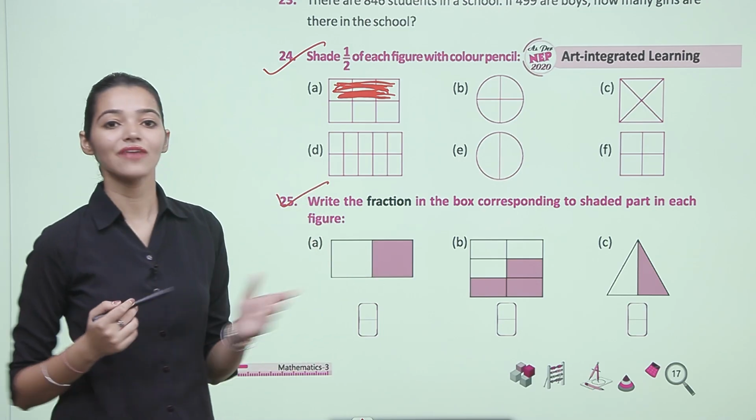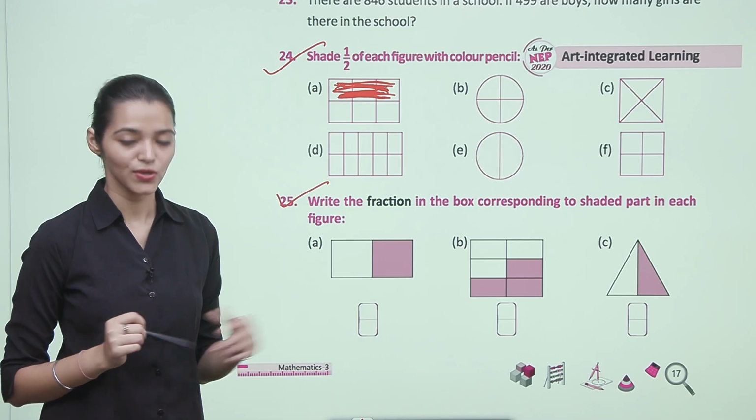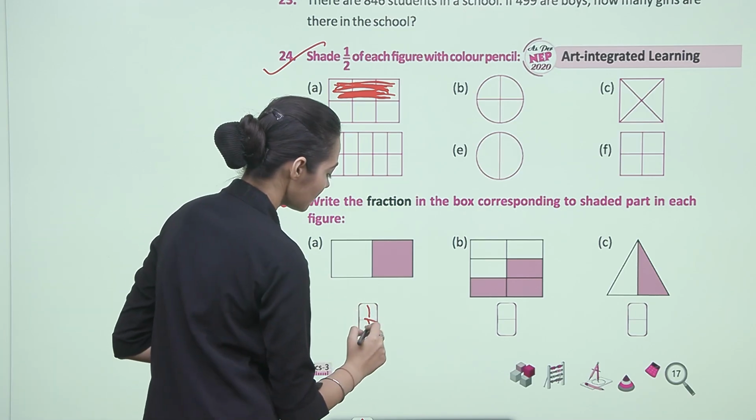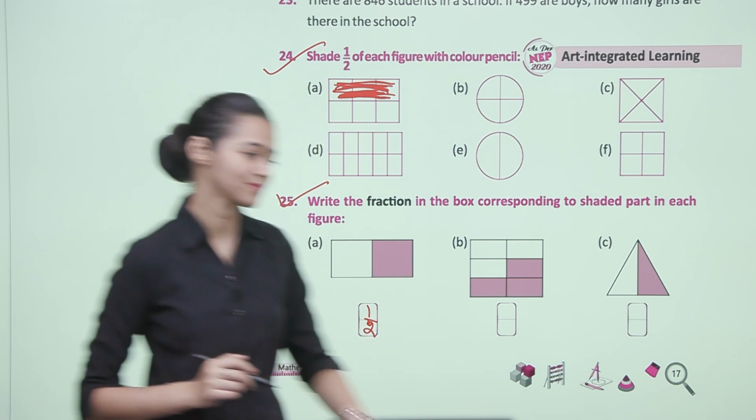Now, in the next one, we have to write the fraction in the box corresponding to shaded part in each figure. So, in this one, the fraction will be 1 by 2. That's how we can complete the remaining fractions.